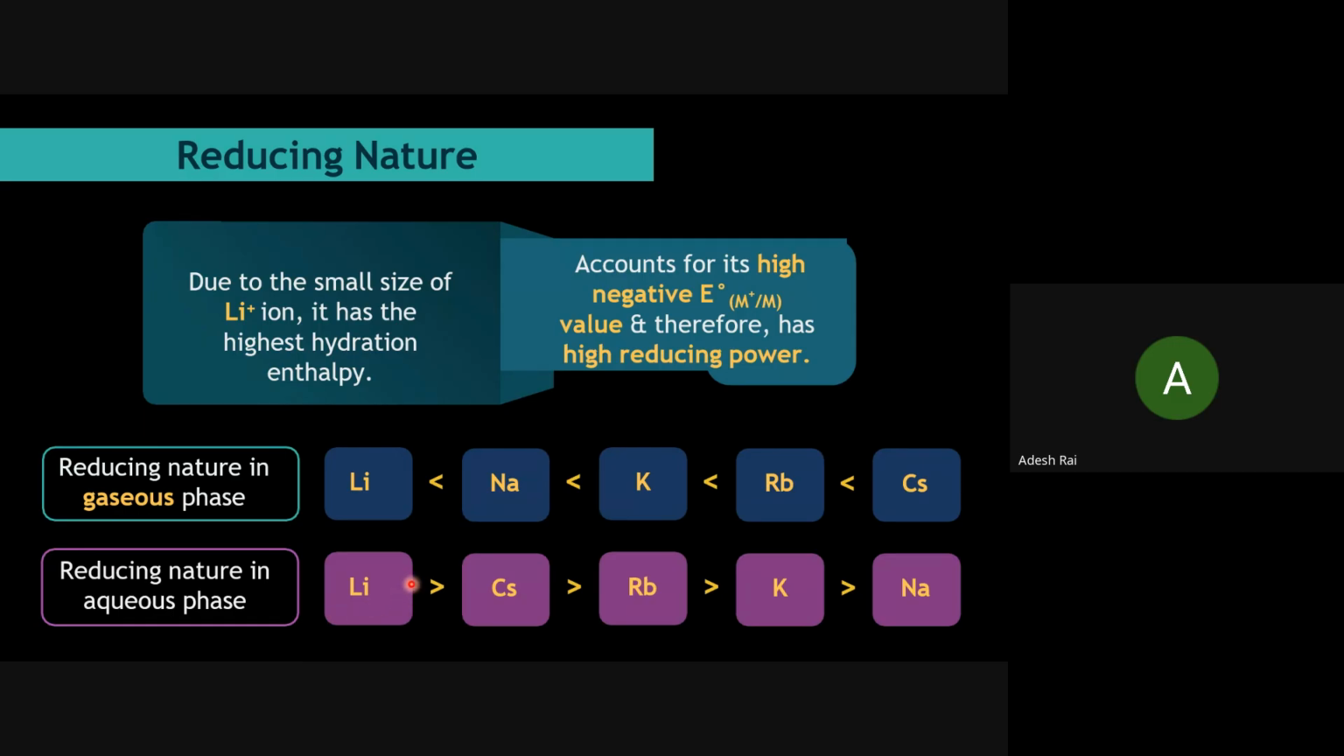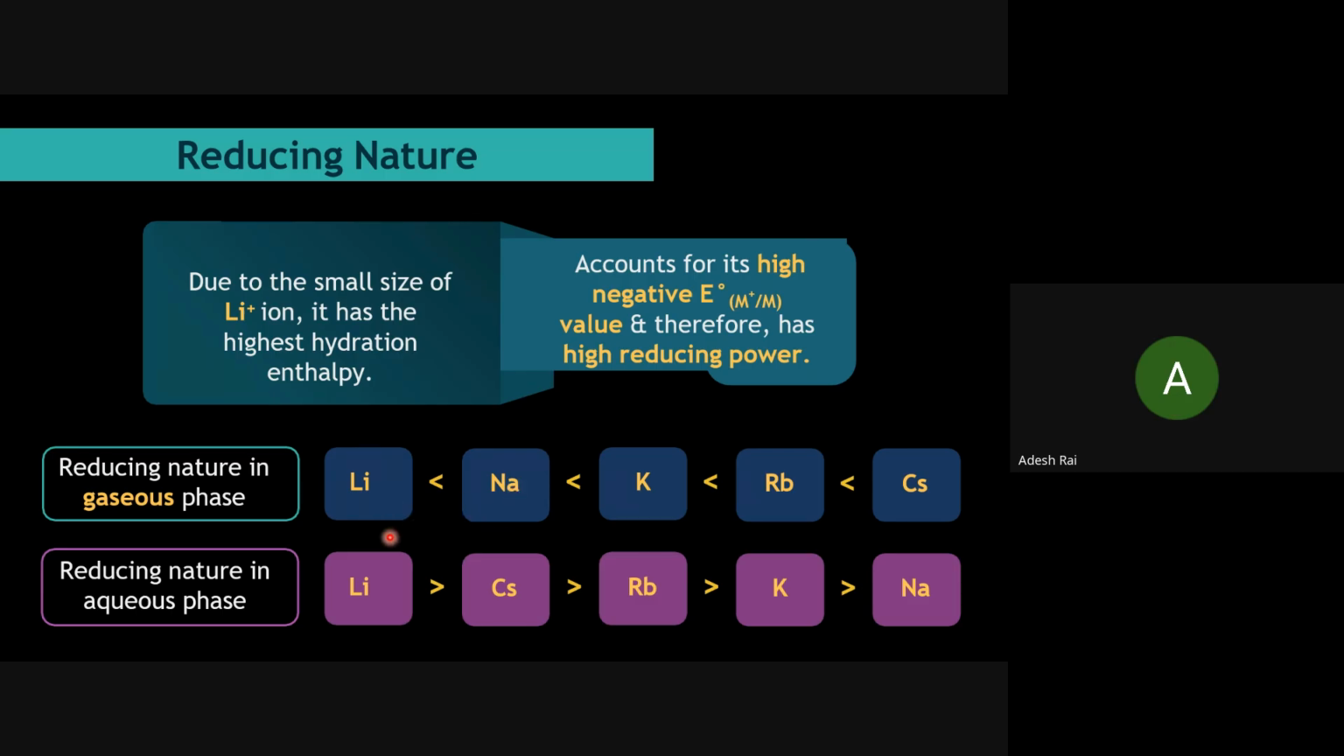Is that clear? Lithium is followed by cesium, rubidium, potassium, and sodium. So sodium is the least reducing in aqueous medium. Please remember this order, okay? Lithium, cesium, rubidium, and then potassium, sodium. What you have to remember is that lithium is the highest, then go from bottom to top: cesium, rubidium, potassium, and sodium, like that.